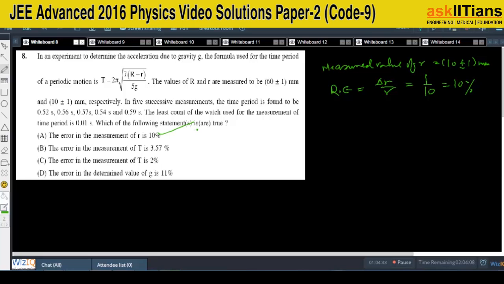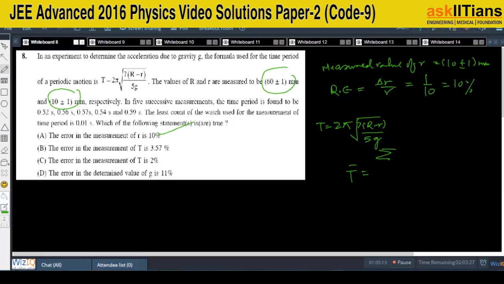Now we are going to calculate the error in the measurement of time T. This can be calculated from the relation T is equal to 2 pi under root of 7 (capital R minus r) upon 5 g. So from this part we will calculate capital T. It is given as 60 plus 1, the value of capital R, and this is 61, and this is 10 plus minus 1. So for this relationship we will calculate the T average value.